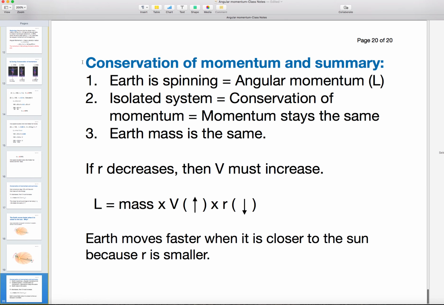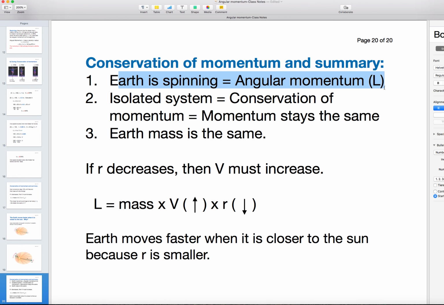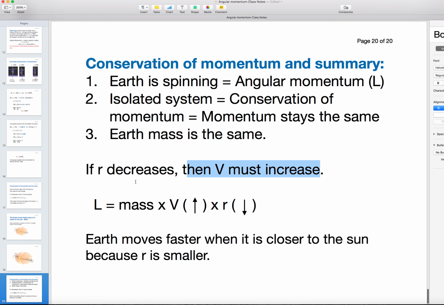Okay, so conservation of momentum summary. Earth is spinning, so it has angular momentum. Earth is an isolated system, so we have conservation of momentum. Earth has always the same mass, so if r decreases, that means the velocity must increase.